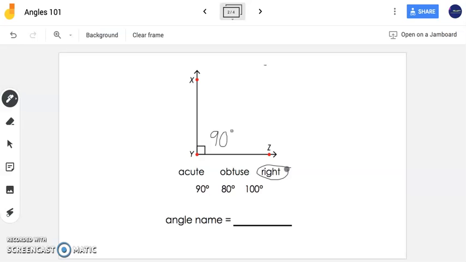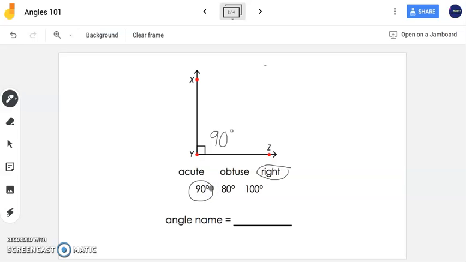Now I need to determine the correct estimate. So here I have either 90 degrees, 80 degrees, or 100. Now, yes, this looks close to 80 or 100. However, because there's this marking here that's telling me it's an exact 90-degree angle, which is why we did label this right angle, we're going to also select a 90-degree measurement for my estimate.